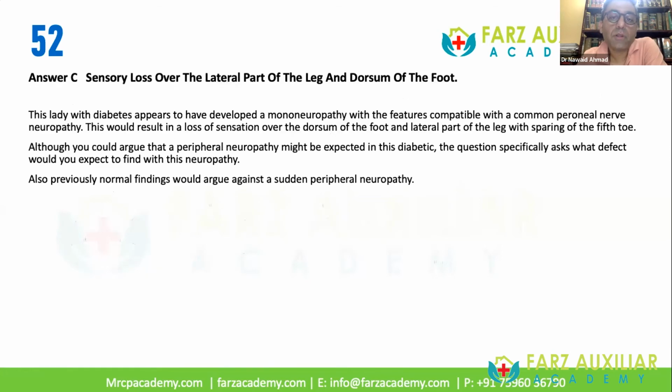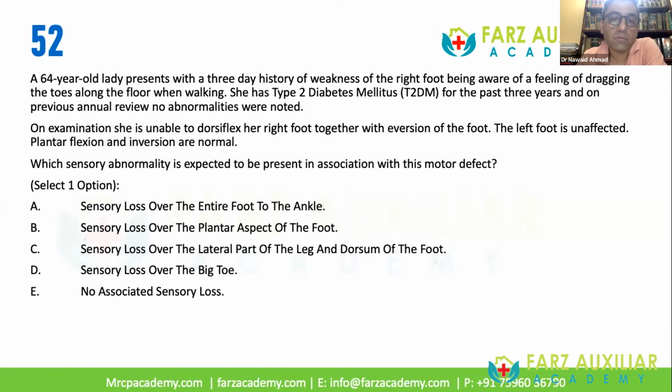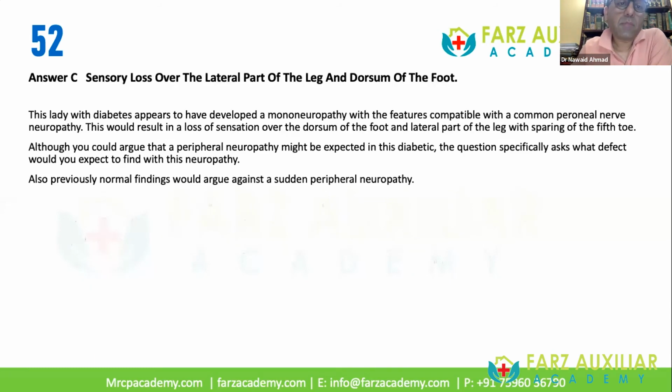So this is basically a case of mononeuritis multiplex, or mononeuropathy. The common peroneal nerve is very commonly involved in patients with diabetes. So this is a very classical question. Please pay attention to this question because it will come up in the exams. This is a very classical question for MRCP, and you have to remember it, because common peroneal nerve palsy happens in patients with diabetes.